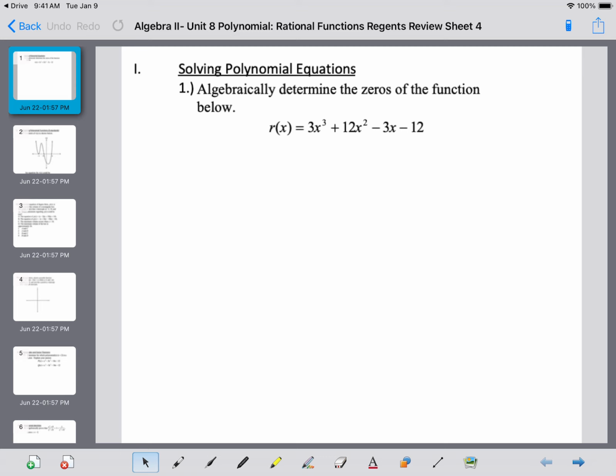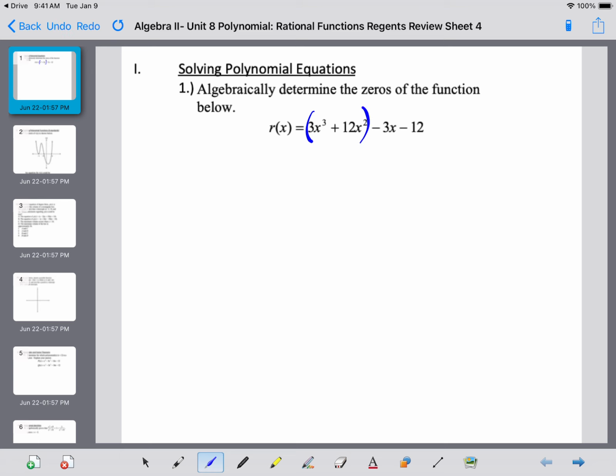Hello, Algebra 2 students. This is a Regents review on Unit 8, which covers both polynomial functions and rational functions. It says algebraically determine the zeros of this function. We have an even number of terms, so we're going to use factoring by grouping.